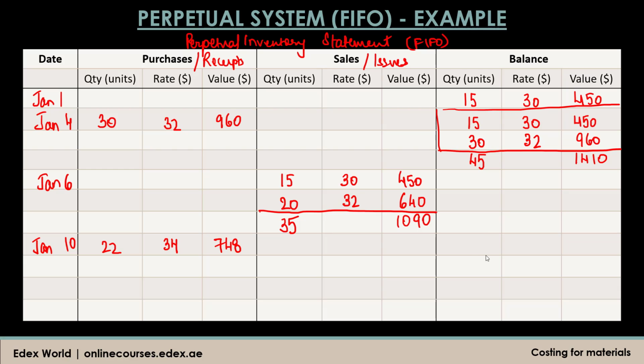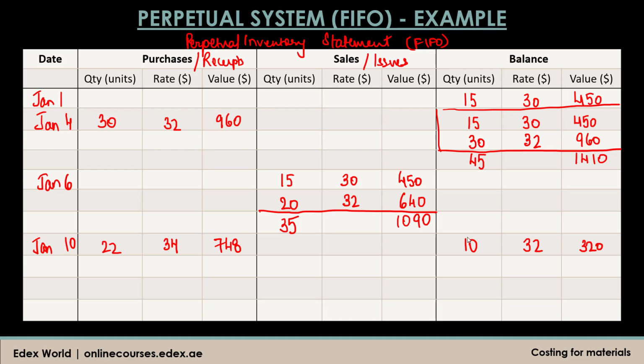Now coming to the balance column, see, first we had the 15 units at 30 rate. That is gone because the entire 15 units from this batch were issued or sold on Jan 6. Then we had 30 units at 32. Out of these 30 units, 20 units were sold on Jan 6. So we have 10 units remaining at the rate of 32, value 320.